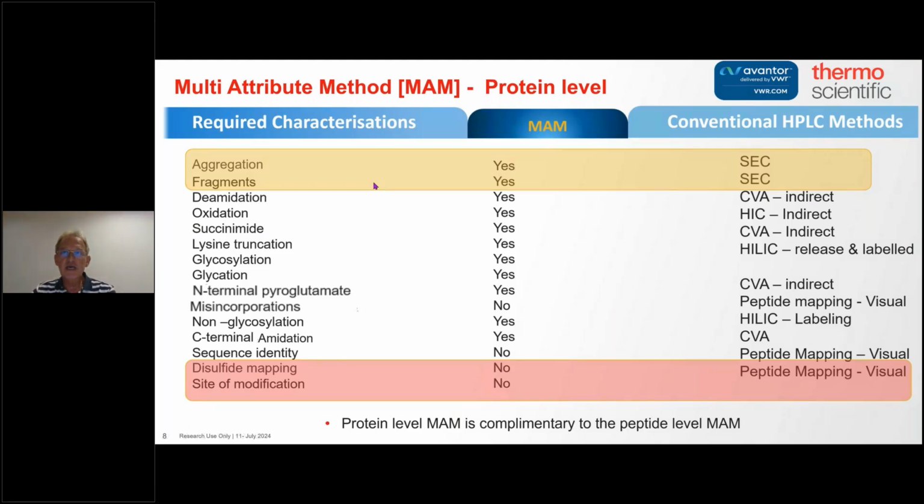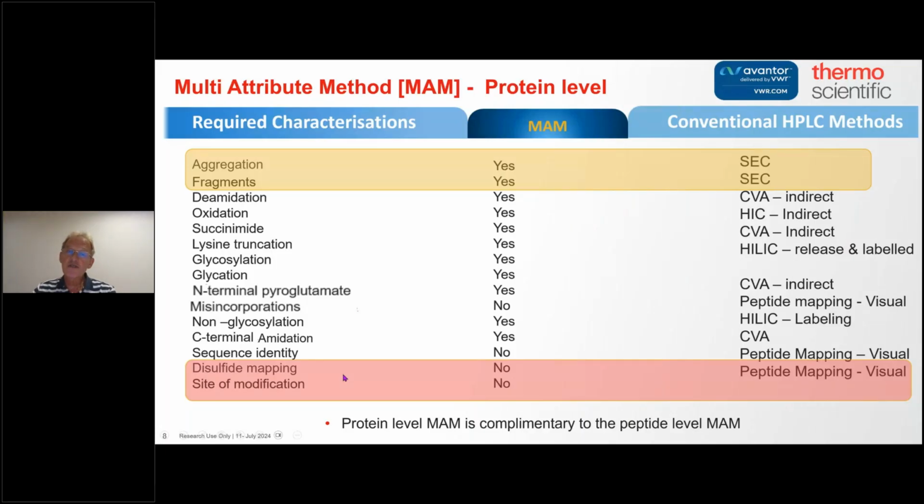You're getting the things out now that you can't get in that method, but you'll still be able to confirm deamidation, oxidation, lysine truncation, the glycosylation sites. They'll all still be there for you to look at at the intact level. But you won't get the site of the modification because it's at the intact level. You'll say, yes, that protein has an oxidation site, but you won't know where; the peptide mapping would. And then disulfide mapping, of course, you're not going to get that either because you haven't denatured the protein.